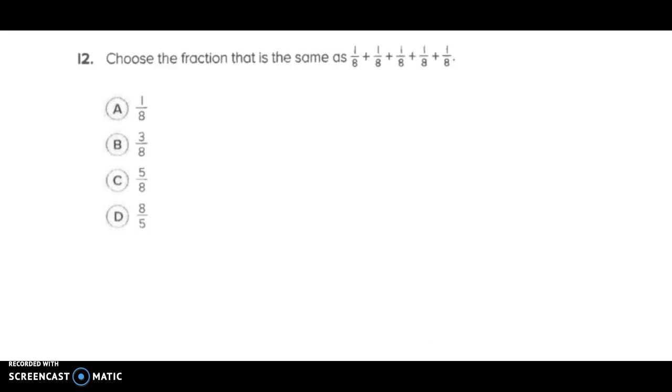Number 12. Choose the fraction that is the same as 1/8 plus 1/8 plus 1/8 plus 1/8 plus 1/8. A. 1/8. B. 3/8. C. 5/8. D. 8/5.